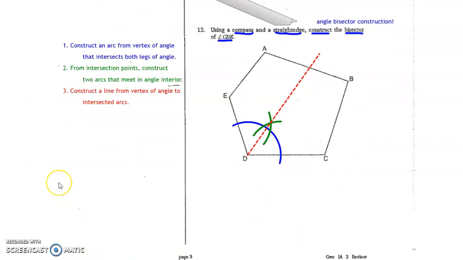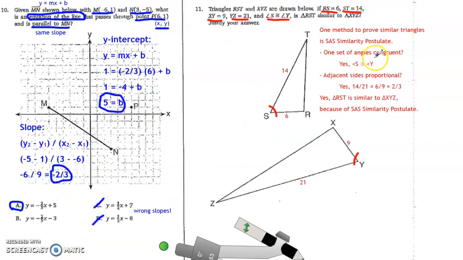So that's my answer. For question number 11, it asks if these two triangles are similar to each other. And we know that one method to prove similarity is SAS Similarity Postulate. If I know a set of angles are congruent and I know that the adjacent sides are proportional, then they are similar to each other.